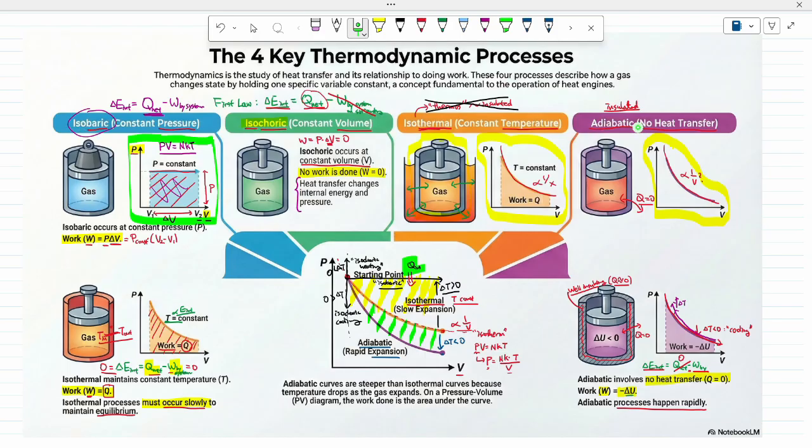Next lecture will demonstrate one of these processes, especially adiabatic, and talk about heat engines in general terms. Thank you.